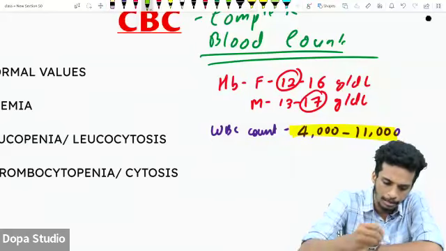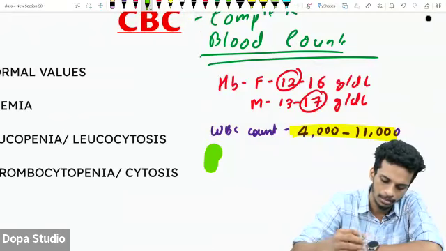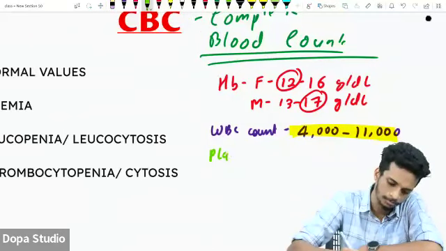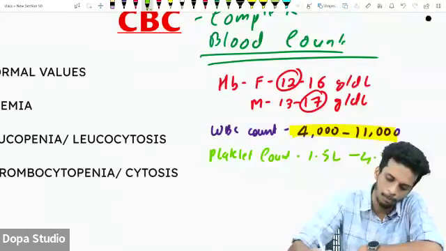Now, the third parameter is platelet count. The normal value of platelet is from 1.5 lakhs to 4.5 lakhs.